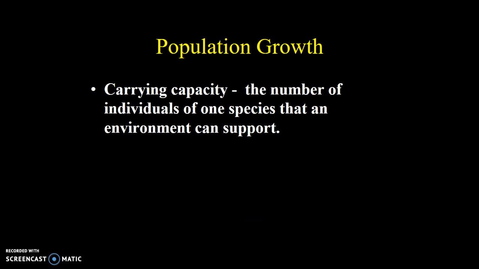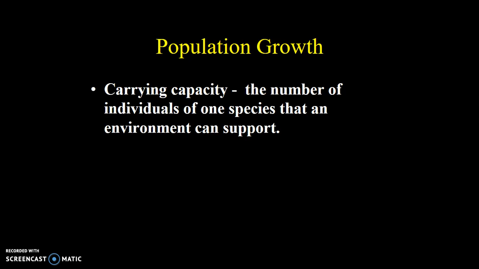So let's talk about population growth. To talk about population size, we need to remind ourselves of the word carrying capacity. Okay, the carrying capacity is the maximum number of individuals of a particular species that the environment can support. So if the number of individuals goes above the carrying capacity, they're going to start to die off because they're not going to have everything that they need because the environment cannot provide it for them. Okay, we need to be able to recognize population growth patterns from graphs.